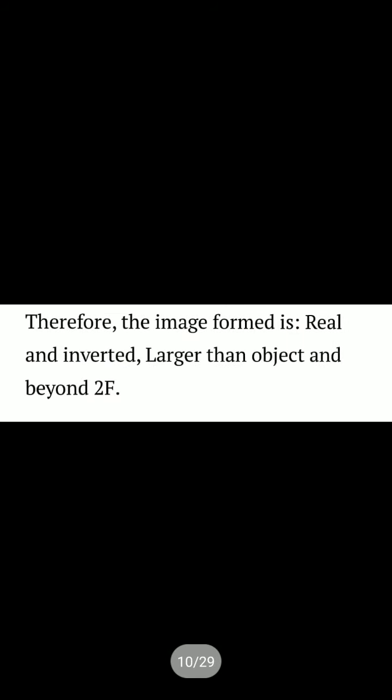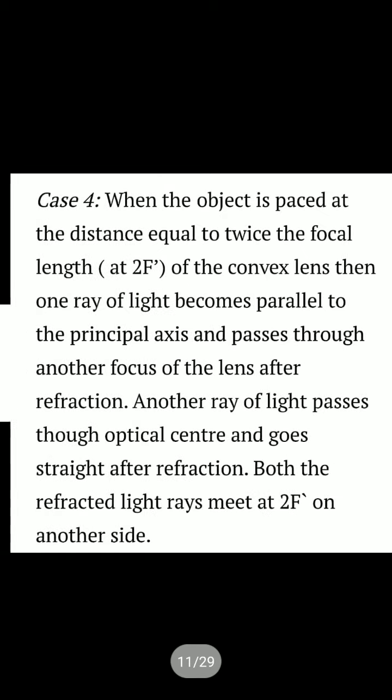Next, this one: real, inverted, larger than the object and beyond 2f. If you mention the left hand side focus as f dash to 2f dash, then the right hand side will be f to 2f. So when the object is placed in between f dash and 2f dash, the image will form beyond the 2f. That means, as we already understand, 2f means the right hand side. It will be real, inverted and larger than the object.